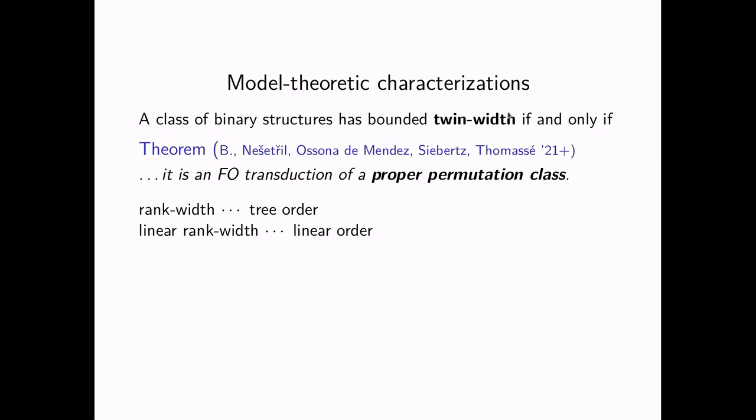So there are many statements of that form. Maybe the most well-known are with rank-width and tree order. So you have bounded rank-width if and only if you are an FO transduction of a tree order or an MSO transduction of a tree. And you have the same with linear rank-width if you're an FO transduction of a linear order or an MSO transduction of a path. So you see it's again a way to see how twin-width generalizes rank-width. So you go from tree orders to proper permutation classes.